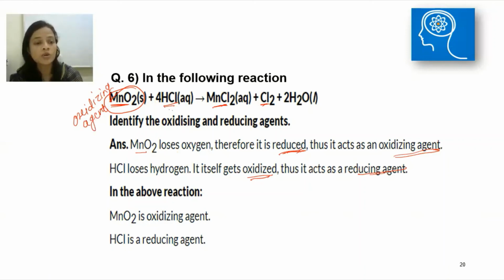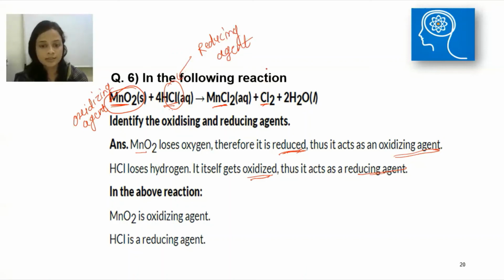What is the definition of an oxidizing agent? The substance which itself gets reduced is the oxidizing agent, and the substance which itself gets oxidized is the reducing agent. And HCl is the reducing agent because it itself gets oxidized.